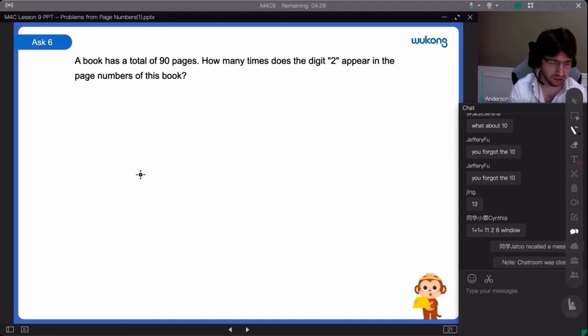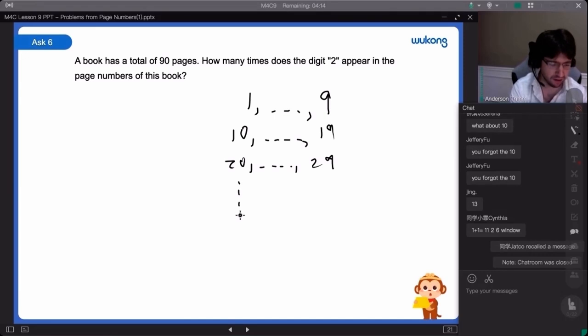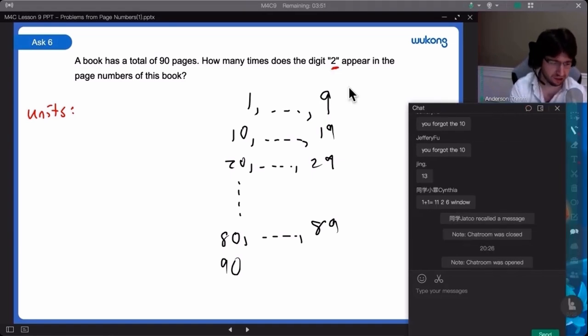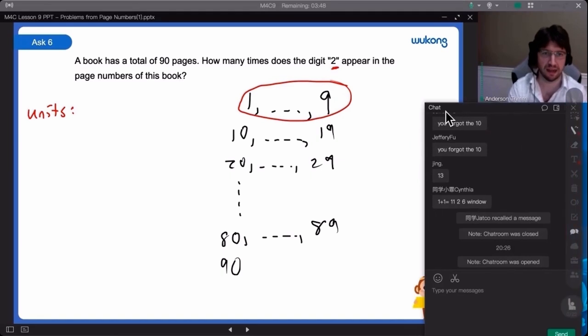All right, so let's again think about listing them without actually doing it. So we've got from 1 to 9. Okay, then we're going to go from 10 up to 19, 20 up to 29, and so on up to 80 to 89, and then we would end with 90. We're counting the number of times the digit 2 appears. So let's think about the number of times it appears in the units place. All right, so let me open the chat. In this list, in that row there, how many times does 2 appear in the units place?